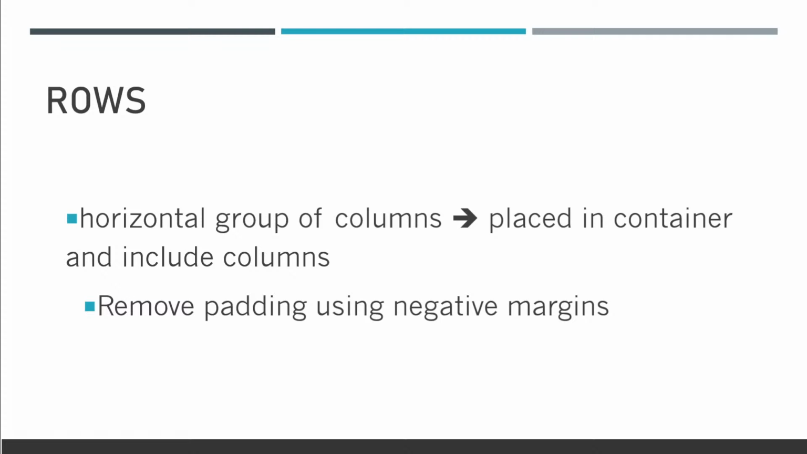So now we have rows. And so we have a horizontal group of columns placed in a singular container. So we define a row that we can put other items into. And in these rows, we add our columns up to 12, and that gives us what we need.